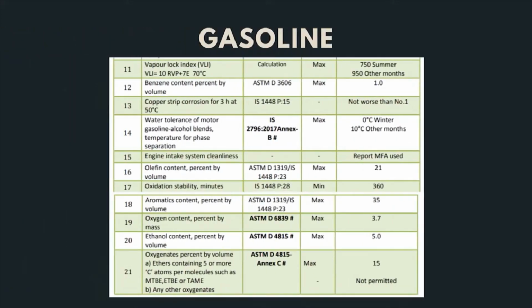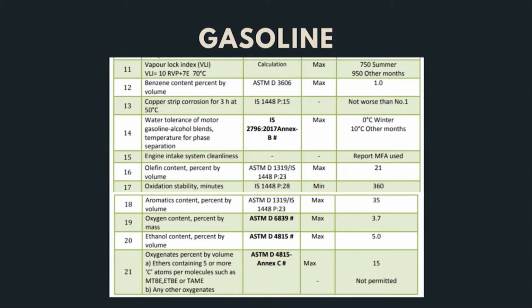So if you see the list here, there are around 21 comprehensive tests being done for gasoline. These tests are defined by the standard bureaus of the respective country. For example, in India, all the specifications are defined by the Bureau of Indian Standards, which is in short called BIS. For every specification, there is an engineering unit, and the scale is defined either as a minimum, a maximum, or a range.